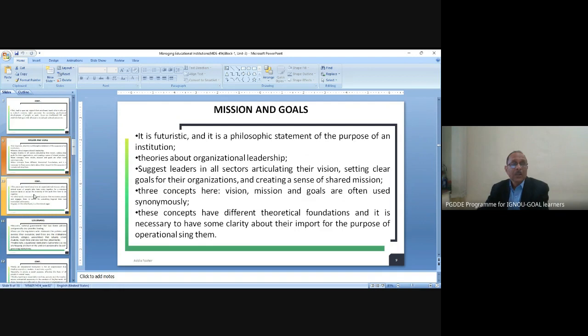And then, of course, mission and goals. Every institution will have a mission. What is a mission? Mission is a shared purpose of the organization. Leaders in all sectors articulate their vision. Suppose in the education sector, your government says, this is my education vision, my country has to be at this level after 5 years. So that's the vision of the country, vision of the institution, vision of the university. To achieve that vision, naturally, you have to have a certain mission statement. The mission statement will come from the vision, and then to achieve that vision and mission, you have to have clear goals. Goals are nothing but specific targets which have to be achieved in 5 years, 3 years, 7 years, like that. So these three concepts, vision, mission, and goals, are often used synonymously, but they have clear differences. These concepts have different theoretical foundations, and it is necessary to have some clarity, which we have already talked about.